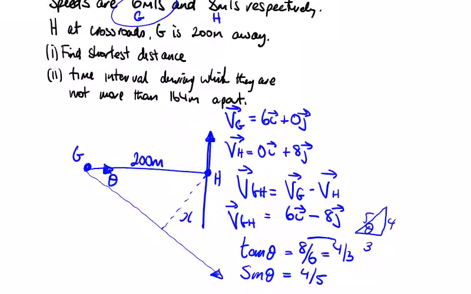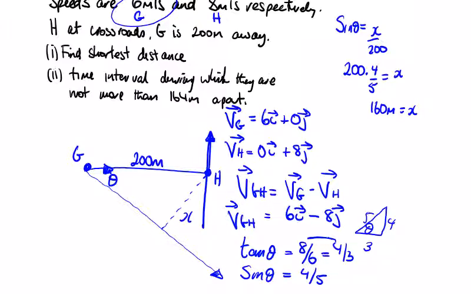So we can say that the sine of theta is equal to x over 200. So 200 by the sine of theta, which is 4 over 5, is equal to x. 4 fives are 160 meters.